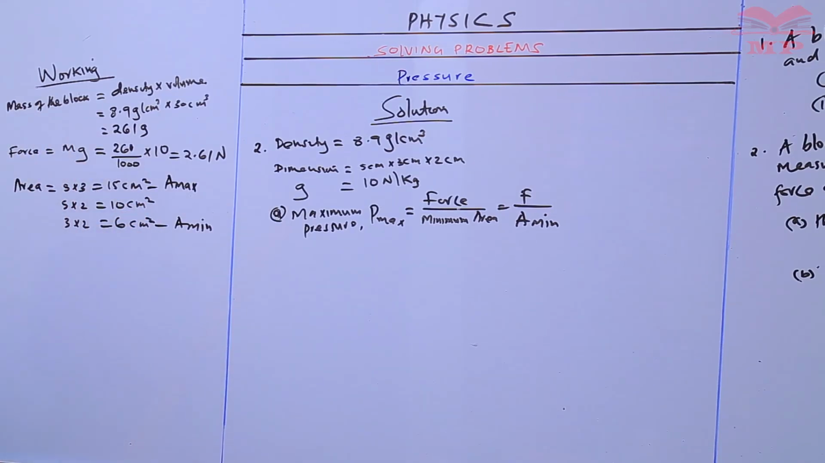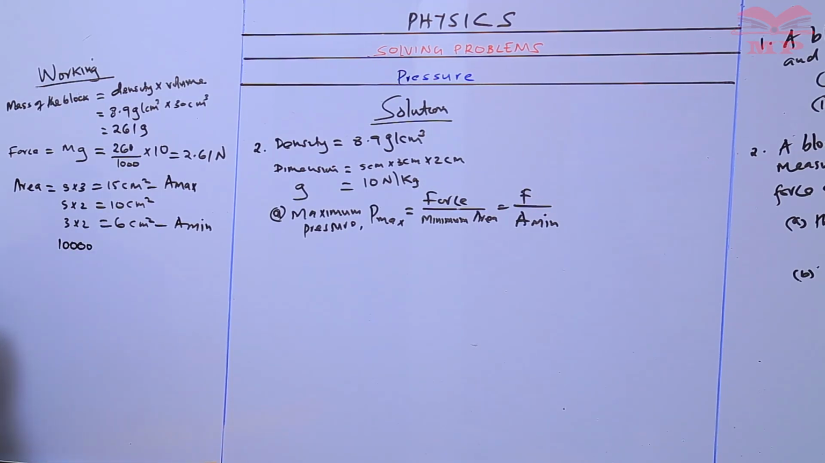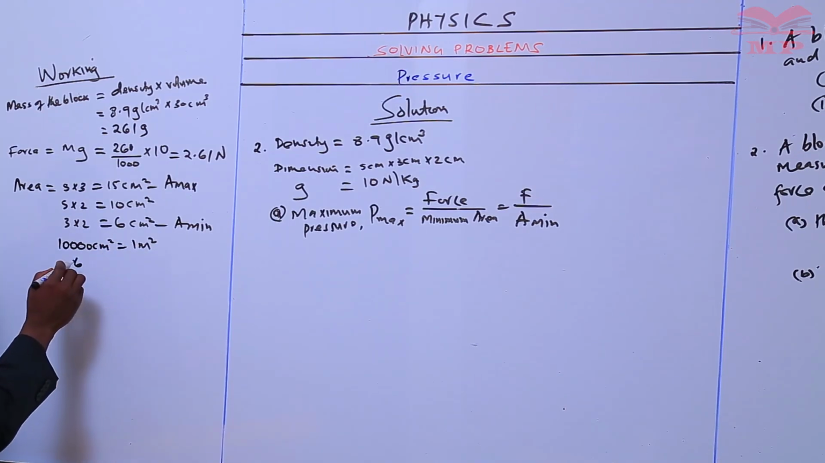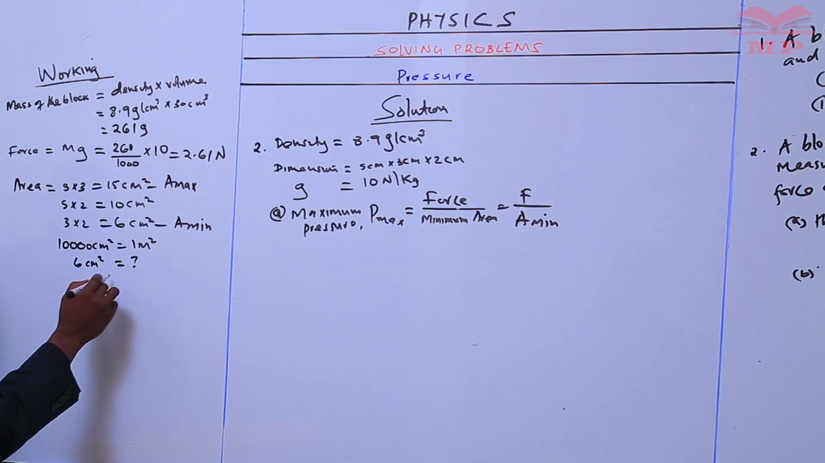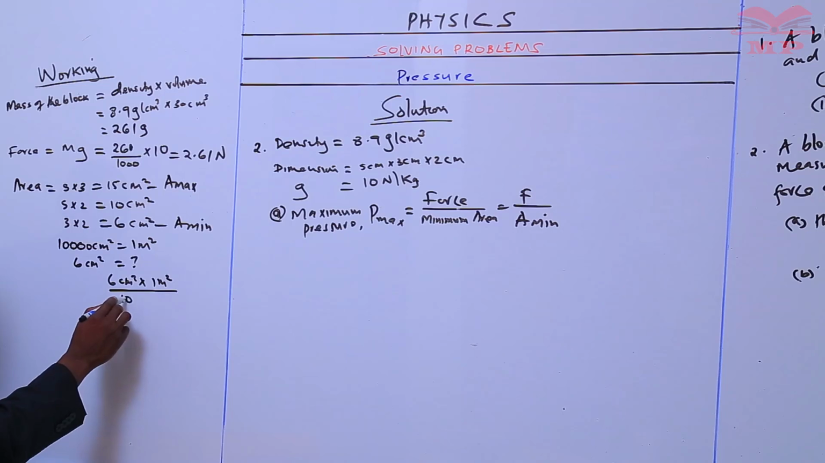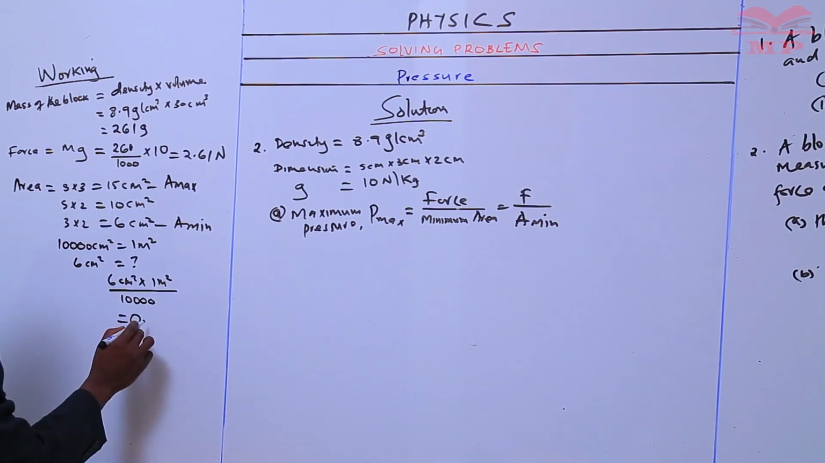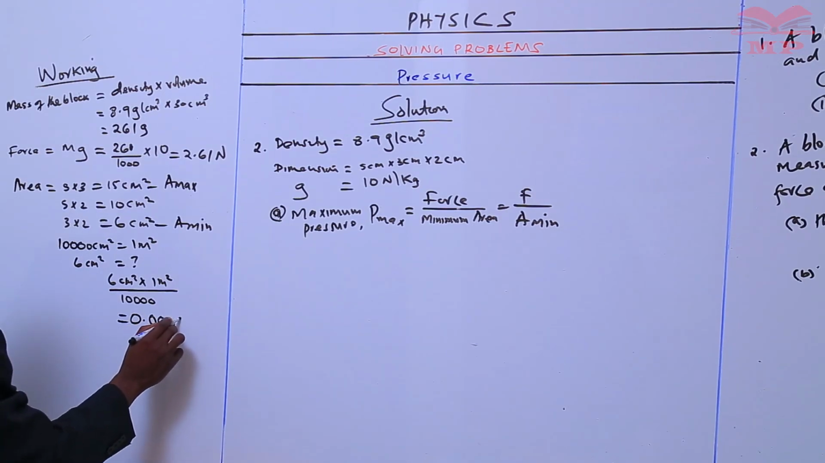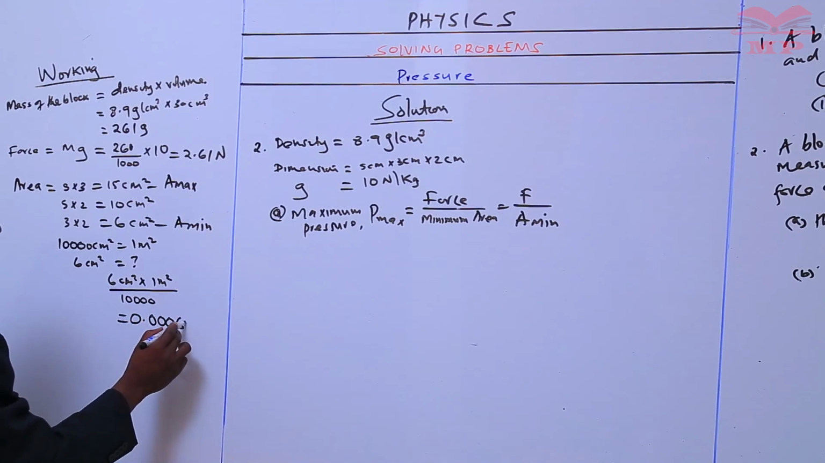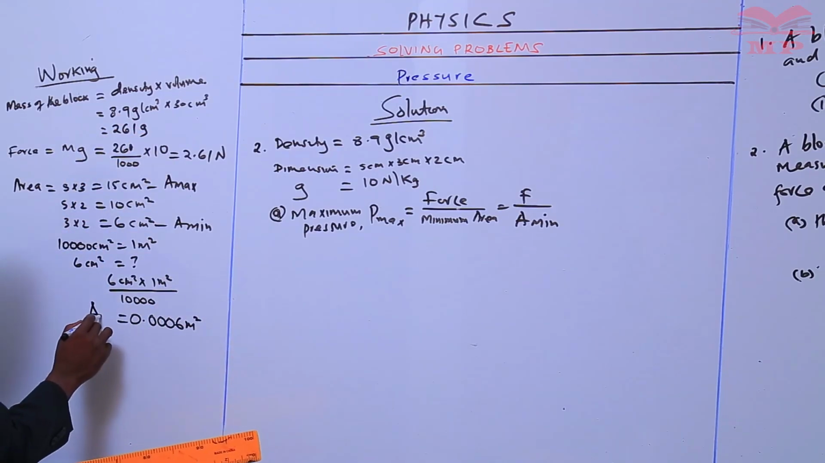We convert it into the SI unit. We have 10,000 centimeters squared is equals to 1 meter squared. So what about 6 centimeters squared? We have 6 centimeters squared times 1 meter squared, then over, not 1,000, sorry, 10,000. This is giving 0.0006 meters squared. This is A minimum.